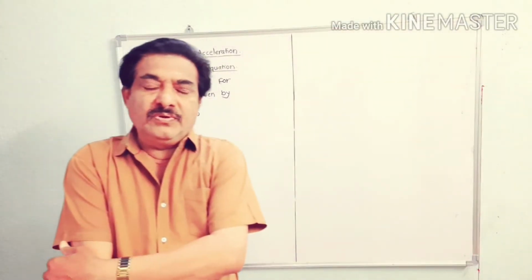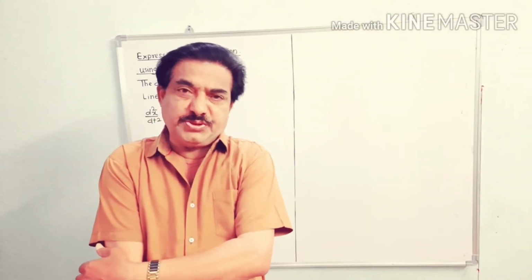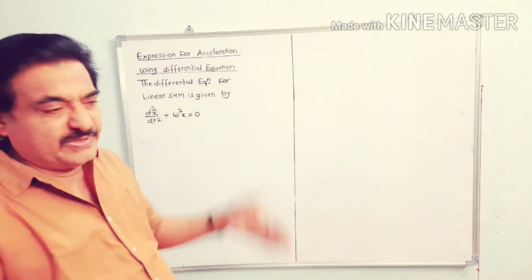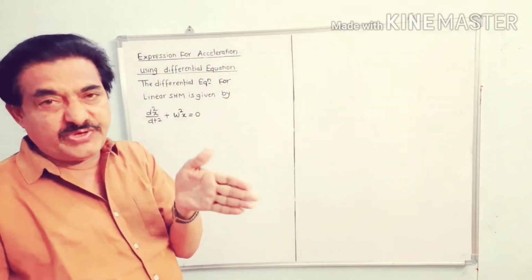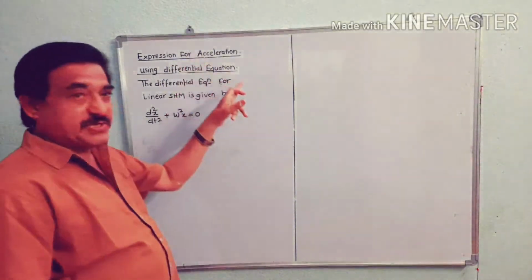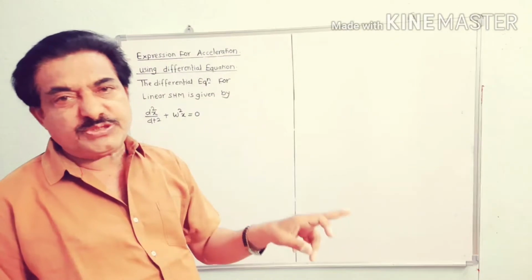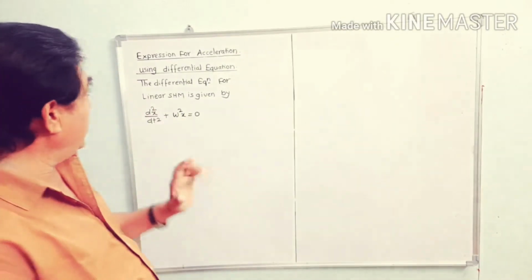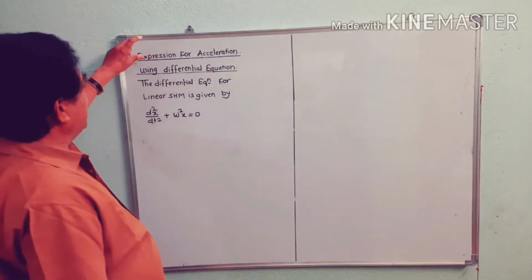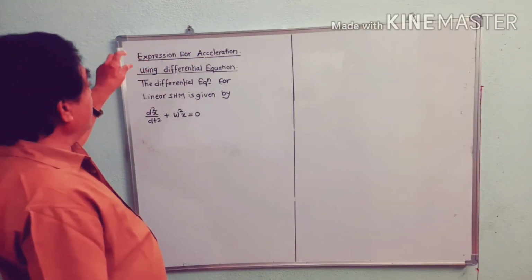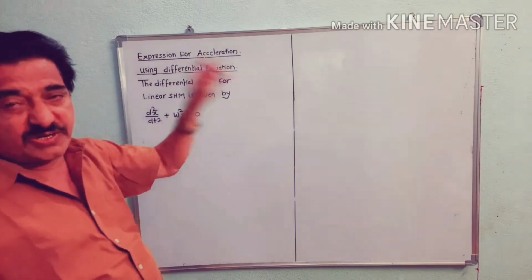Today, we will see the different expressions starting from the differential equation. It means we will start from the differential equation and we will obtain an expression for acceleration, expression for velocity, and expression for displacement. So here the first expression is expression for acceleration starting from or using the differential equation.